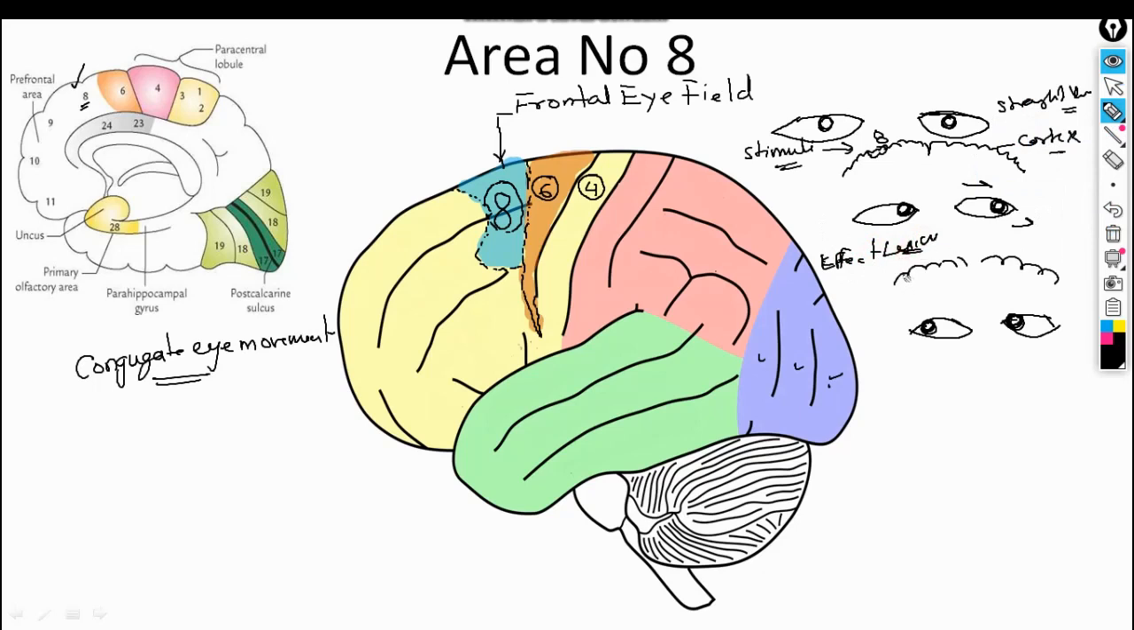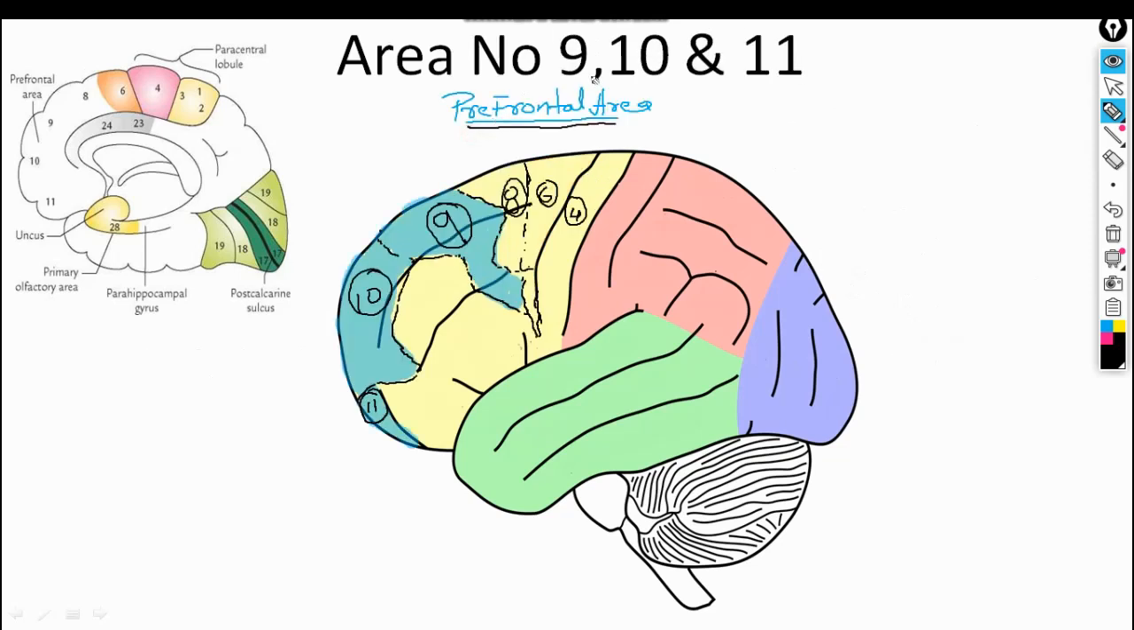Say any lesion over this frontal eye field here, on this side, it will cause the deviation of this eyeball to the side of the lesion. Clear? You can see the lesion is on this side and the eyes have deviated to the same side of the lesion. Clear? This Brodmann's area number 9, 10, 11 is also known as the prefrontal area.